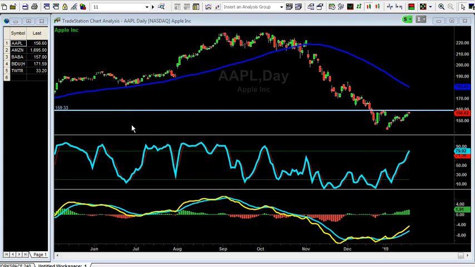So here's the 5 stocks we're looking at. Apple, Amazon, BABA, BIDU, and Twitter. So we're going to go ahead and start with Apple here.